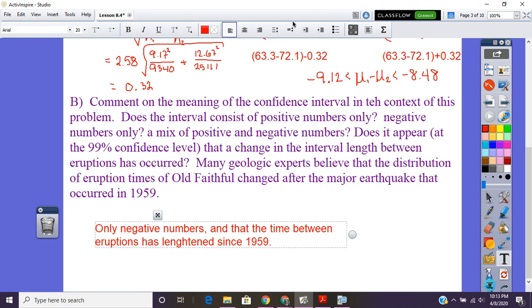I mean, it has lengthened it by what I would say almost between 8 and 9 minutes. That's kind of a big deal there. So yeah, it does make a difference. If they're all positive, what that means is our first population is typically bigger. If they're both positive and negative, that means sometimes one's bigger, sometimes the other. So there really is no difference between the two. But the fact that they're both negative here means our second population numbers are bigger.